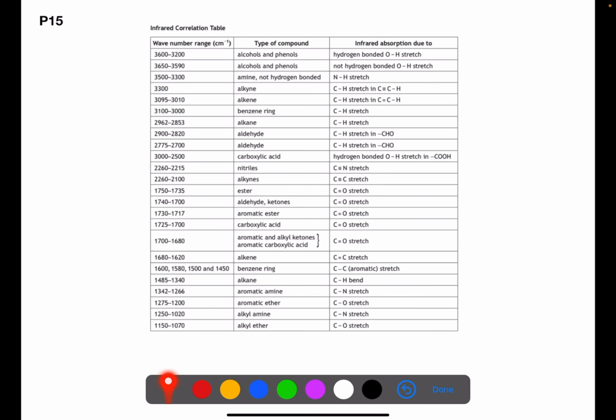On page 15, you have the infrared correlation table. This is used when looking at infrared spectroscopy, which can give us information about the structure of a molecule. So on this, you have the wave number, so where you will find the stretch. It then tells you what type of compound you would have and what particular atoms are involved.